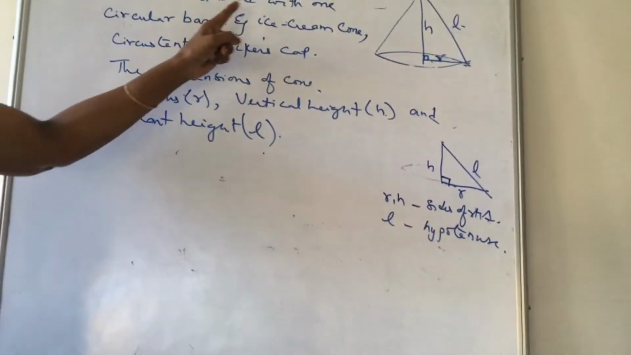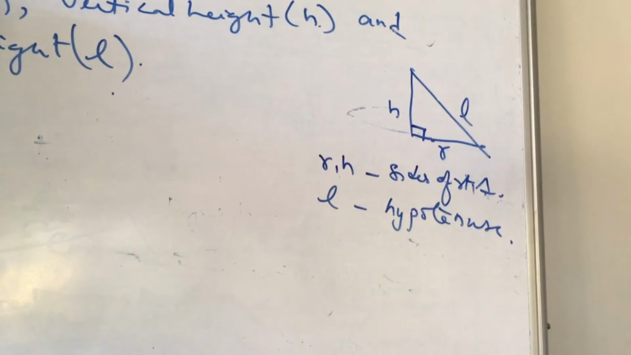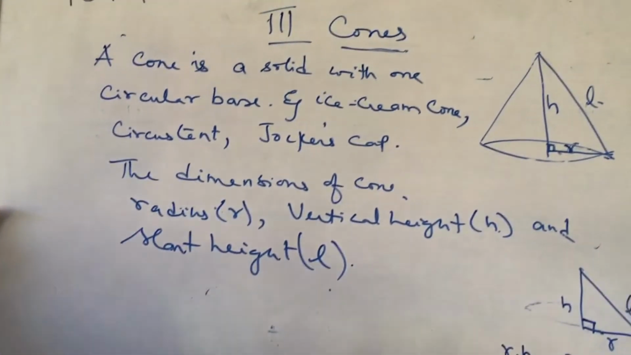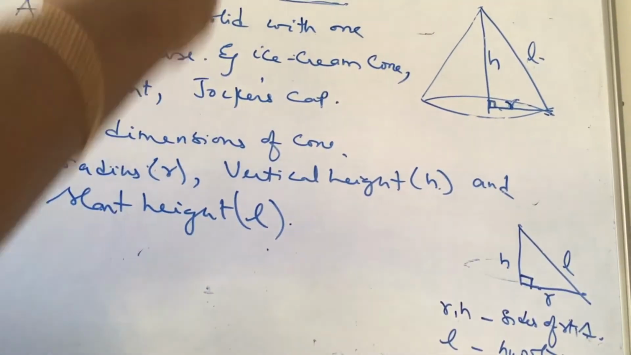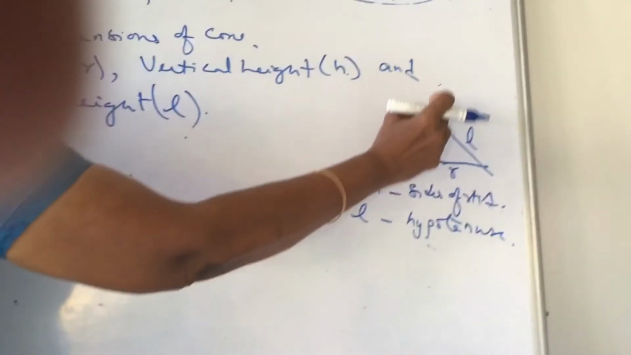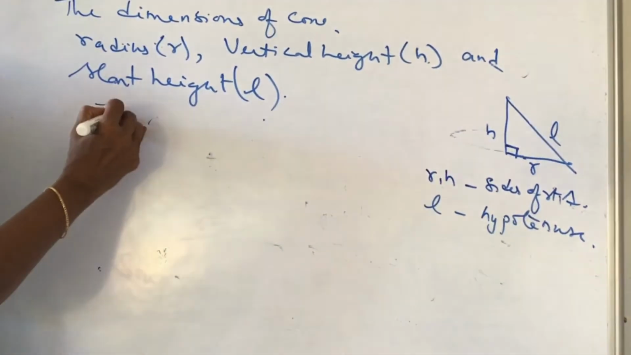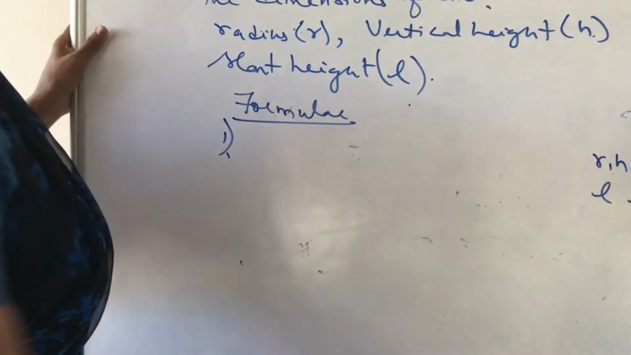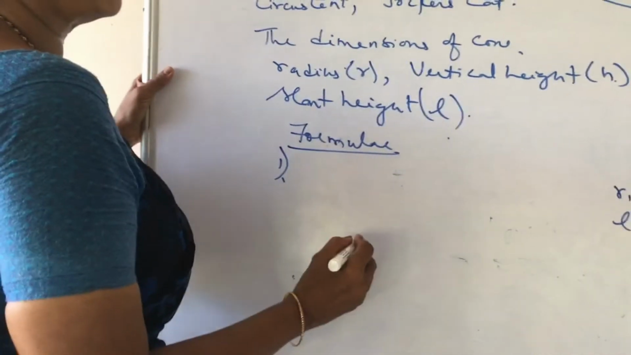A solid with one circular base is a cone. Example, ice cream cone, circus tent and joker's cap. The dimensions of the cone are radius r, vertical height h and the slant height l. When you look at this figure, children, it is a right triangle. So to calculate, you know what is Pythagoras theorem? Side square plus side square is equal to hypotenuse square. R square plus h square is equal to l square.